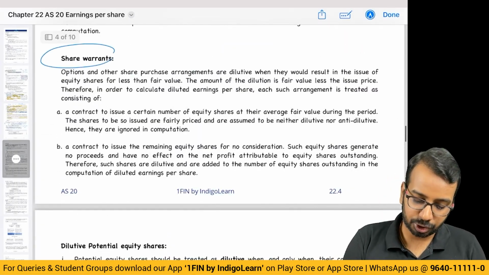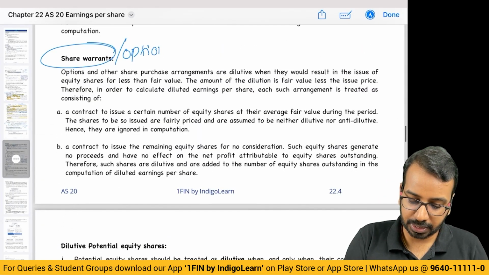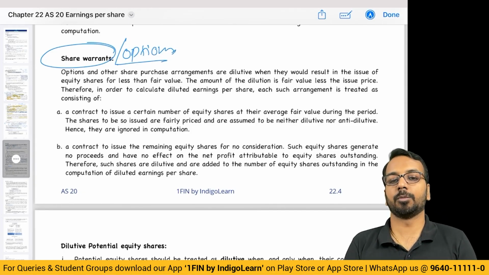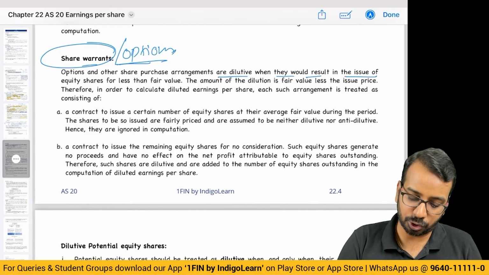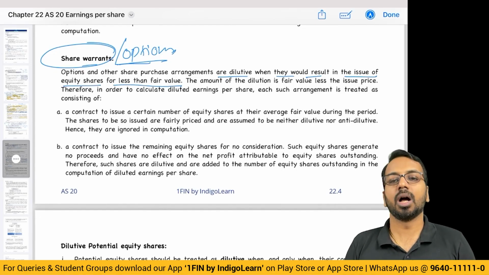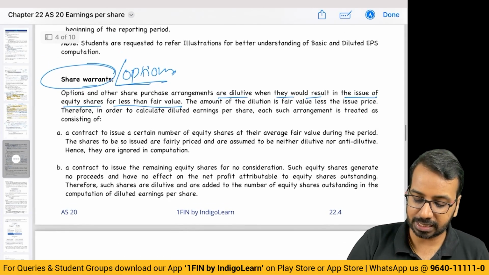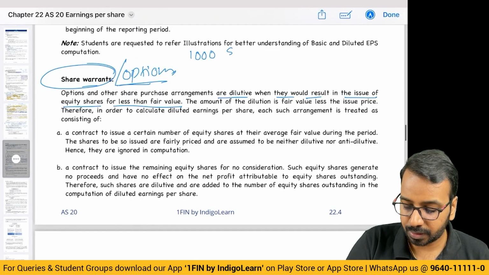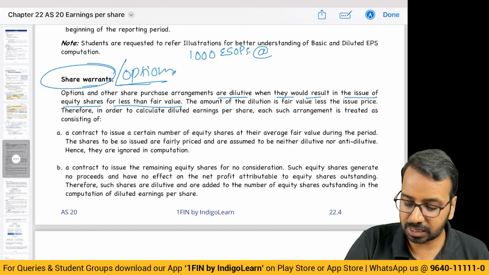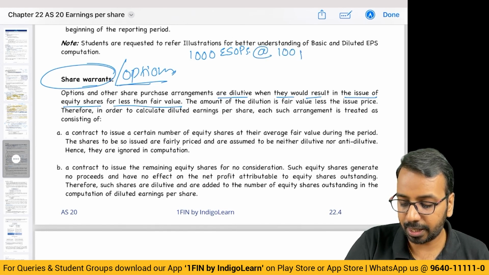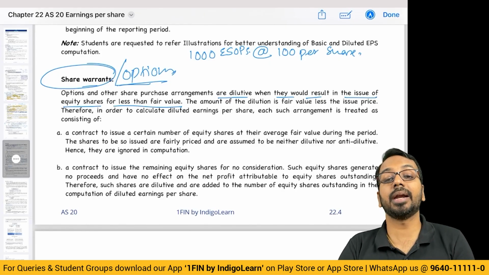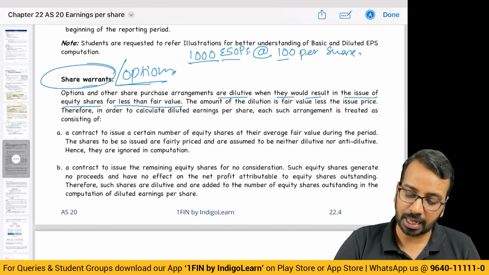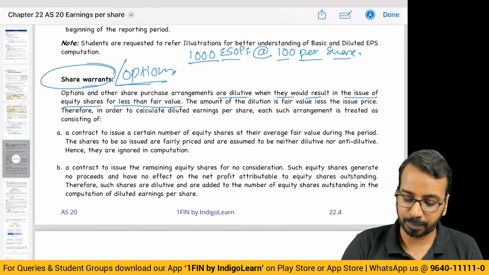Now, share warrants and options. This is one more calculation that we have to be aware of. So share warrants and options, they are dilutive when they would result in the issue of equity shares for less than fair value. How to calculate? Very simple. Let us say I have given 1000 ESOPs, share options, which can be exercised at 100 per share.